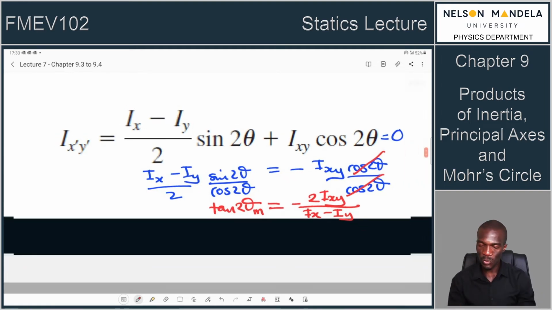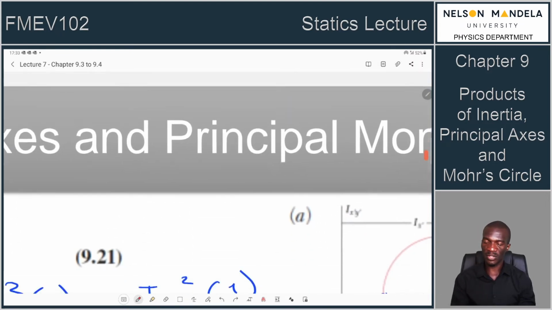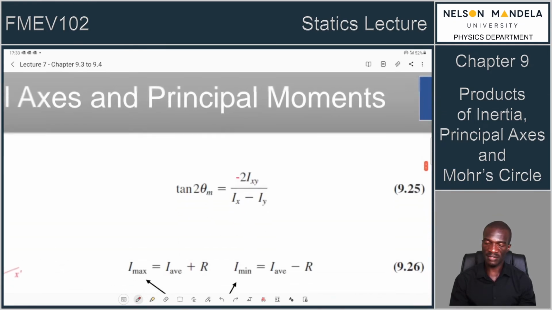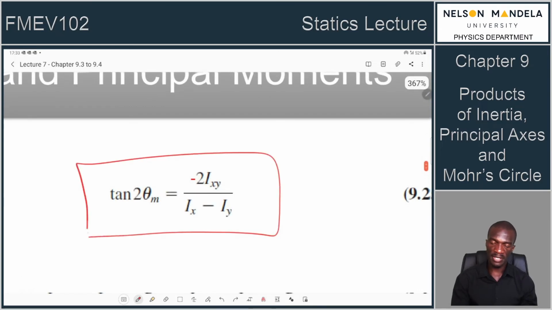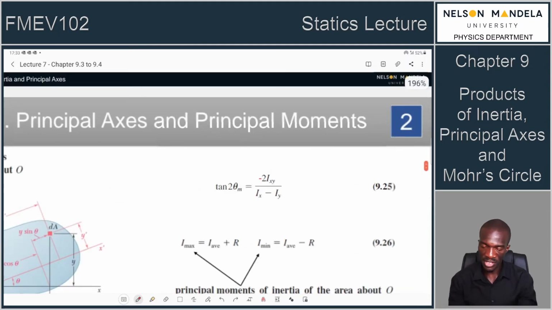At those two theta values, remember, if we have a negative tangent, our tangent is negative in 2 quadrants. So it means that we actually have 2 values at which we have a minimum. So this is the equation for the angle at which, if you tilt that original system, you can find the minimum or the maximum moments of inertia of the system.